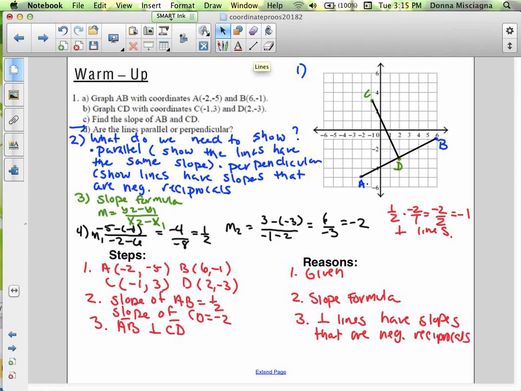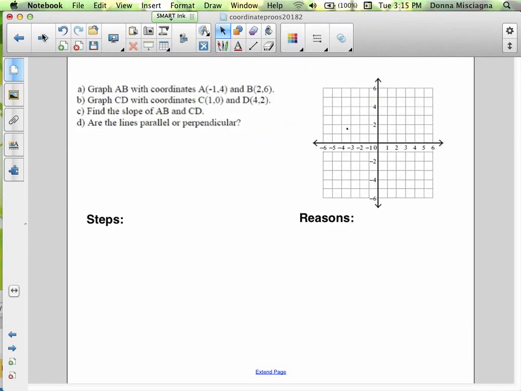Right? The 3 steps. So you see some of our reasons here. You're always going to be given information, and that's probably where you start. You're going to have the work from the formulas you choose. This one we only needed the slope formula because we're just determining whether the lines are parallel or perpendicular. We don't need anything else. And then definitions, postulates, theorems from the first quarter. And that's the end of our proof. See, not so hard. All right, so new points.